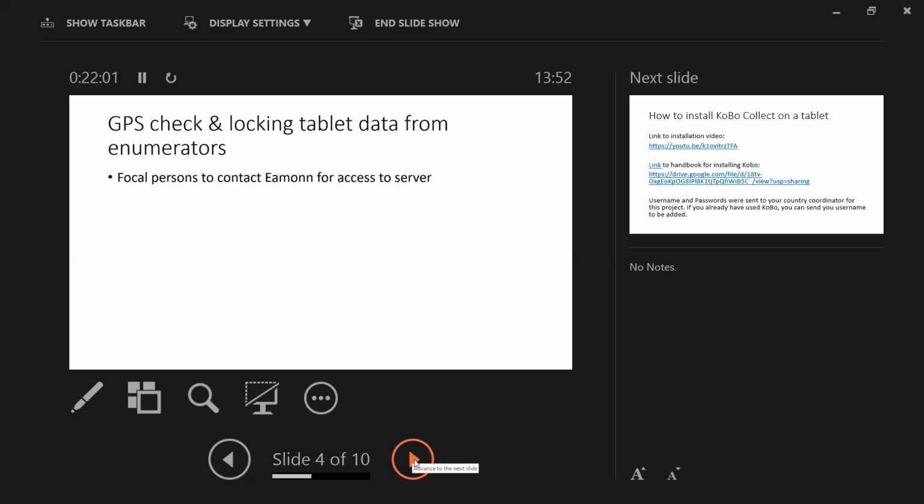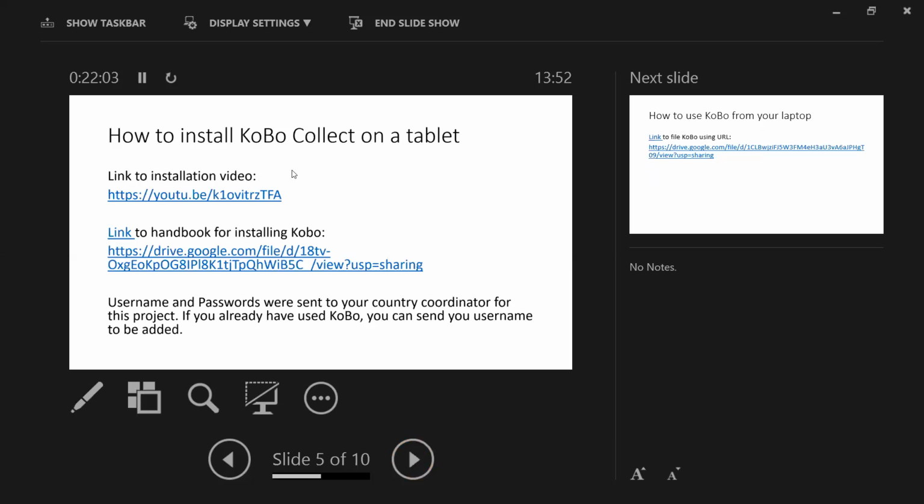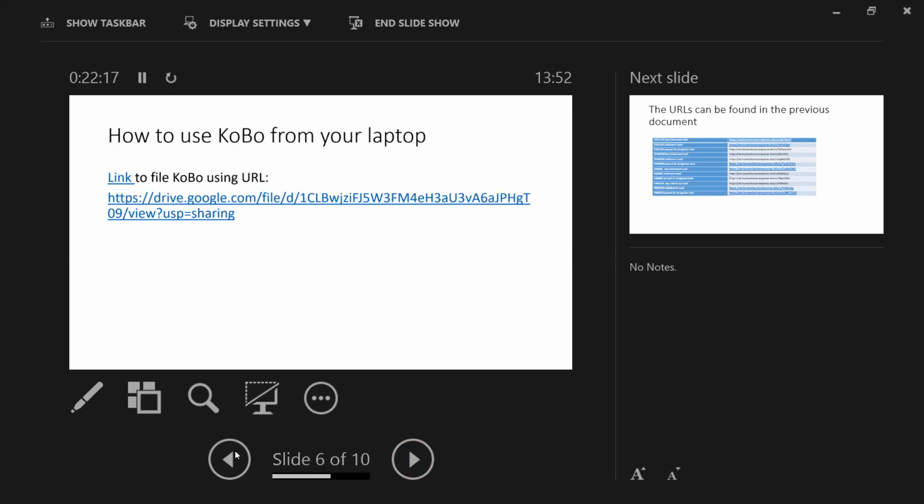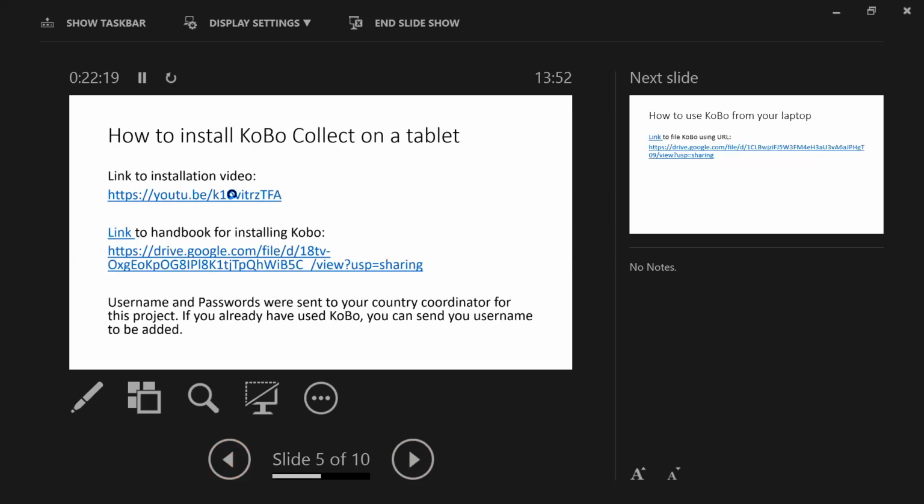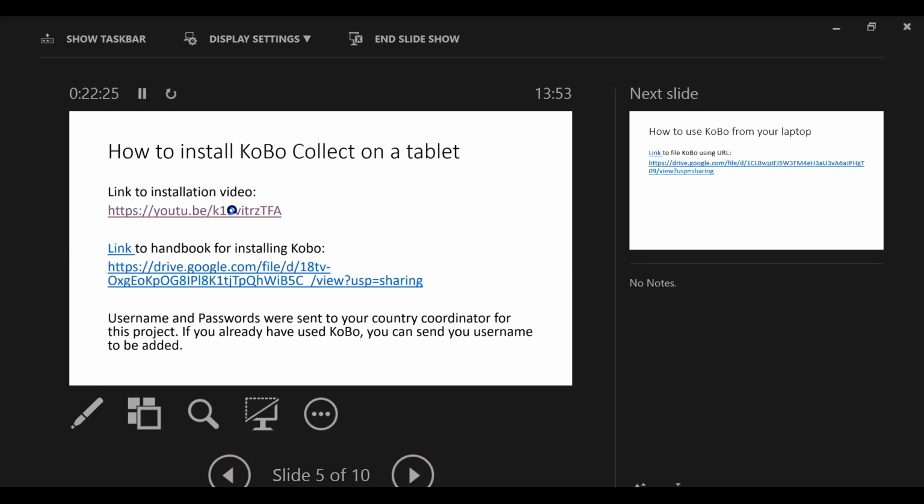If you want to be able to lock the data, so that the enumerators do not have access to all the facilities, I have a link, going back one slide, to an installation video. I will share this PowerPoint with you after this exercise, so you can always go back and check the video. This is the tutorial. We will not watch it now because you can watch it in your own time.